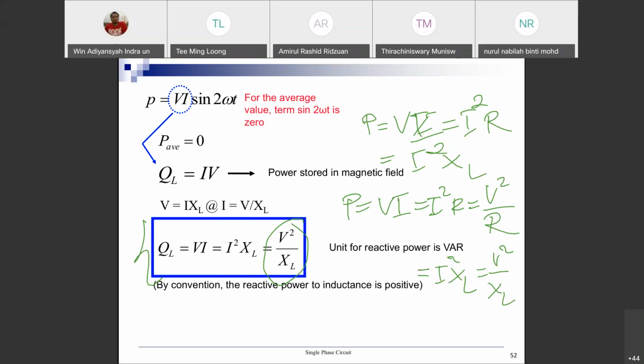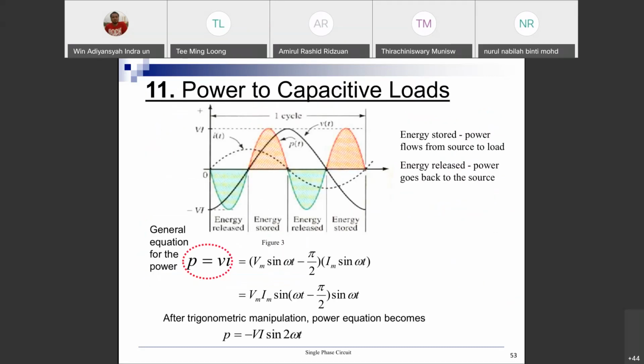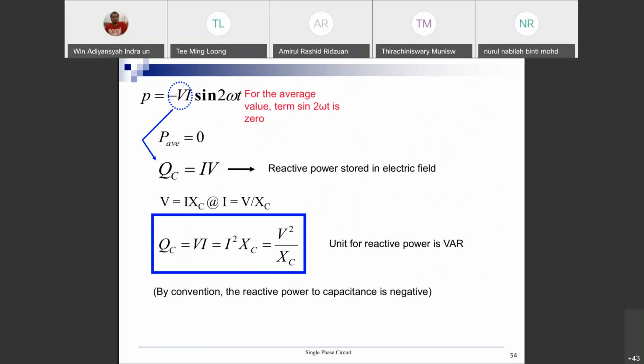Okay. The same applied for capacitive. Capacitive, exactly the same. It differs only in the formula with XC and XL.